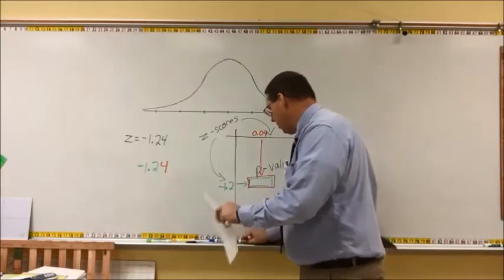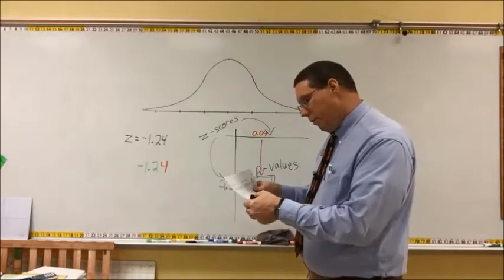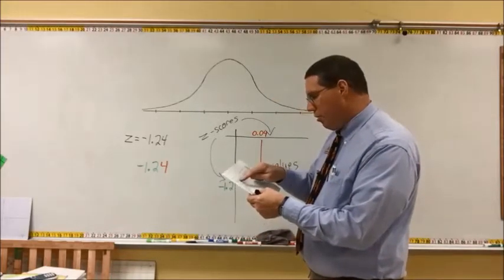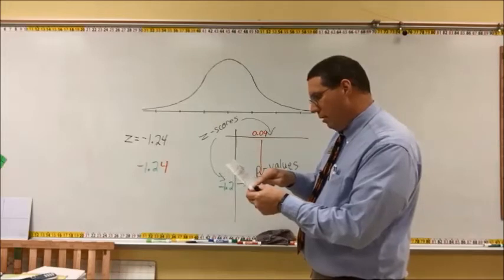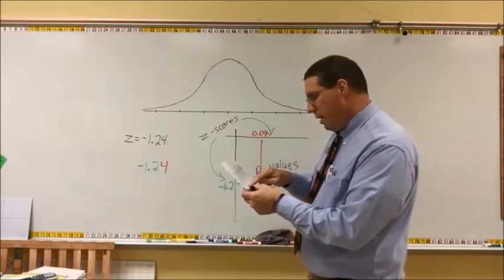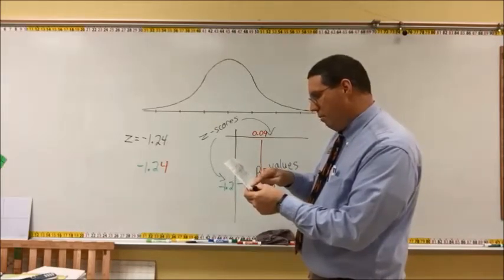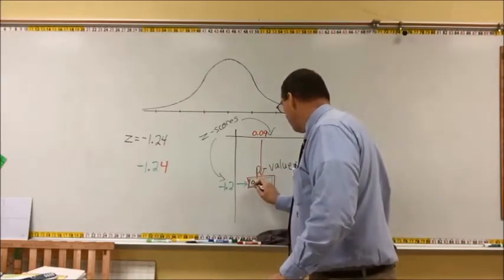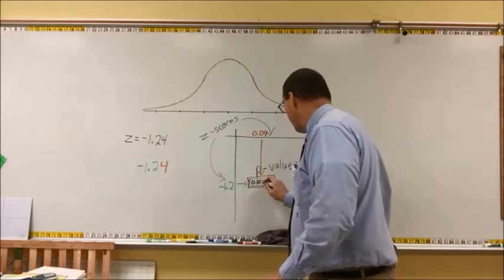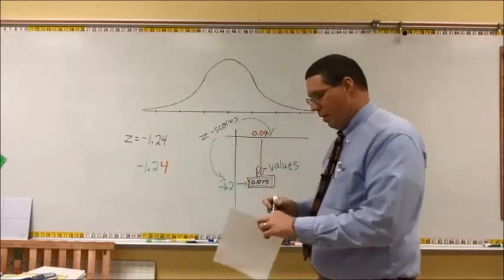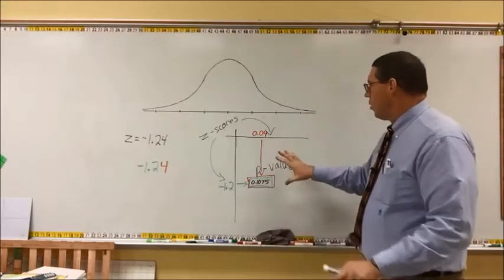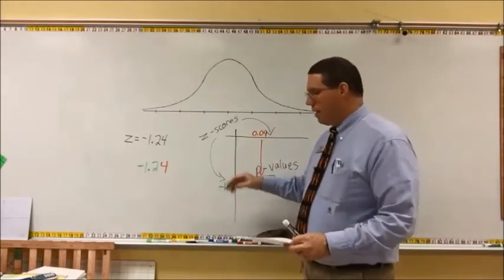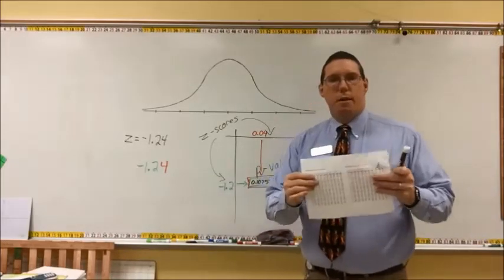let's see what we see in the table. Negative 1.2 over to the 0.04 column, and where they meet up in the middle is 0.1075. Okay? So that is how you read a z-table.